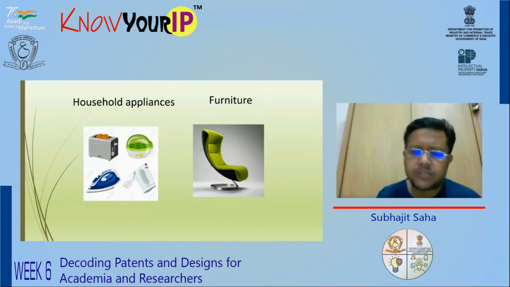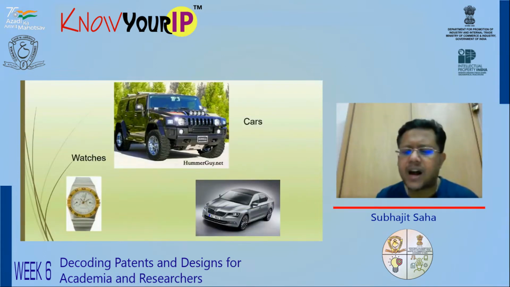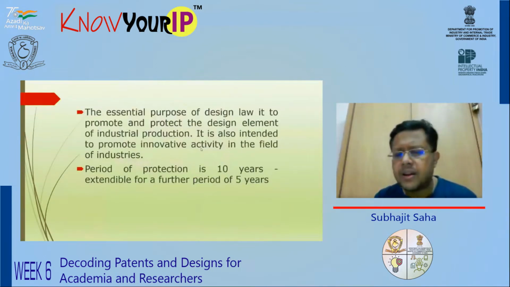Household appliances, furniture, everything and anything, cars, watches. All these are design protected. The design is one of the fastest, most economical, and easiest forms of IP to be filed and granted till date in the patent office.